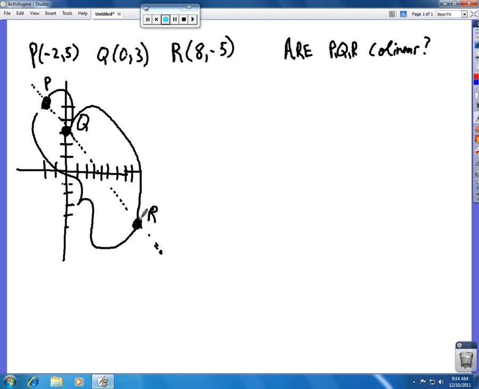So let's go ahead and do that. And I'll go ahead and give you the full distance formula again. So the distance between any 2 points, we'll keep it with P and Q like we had it before, I think.